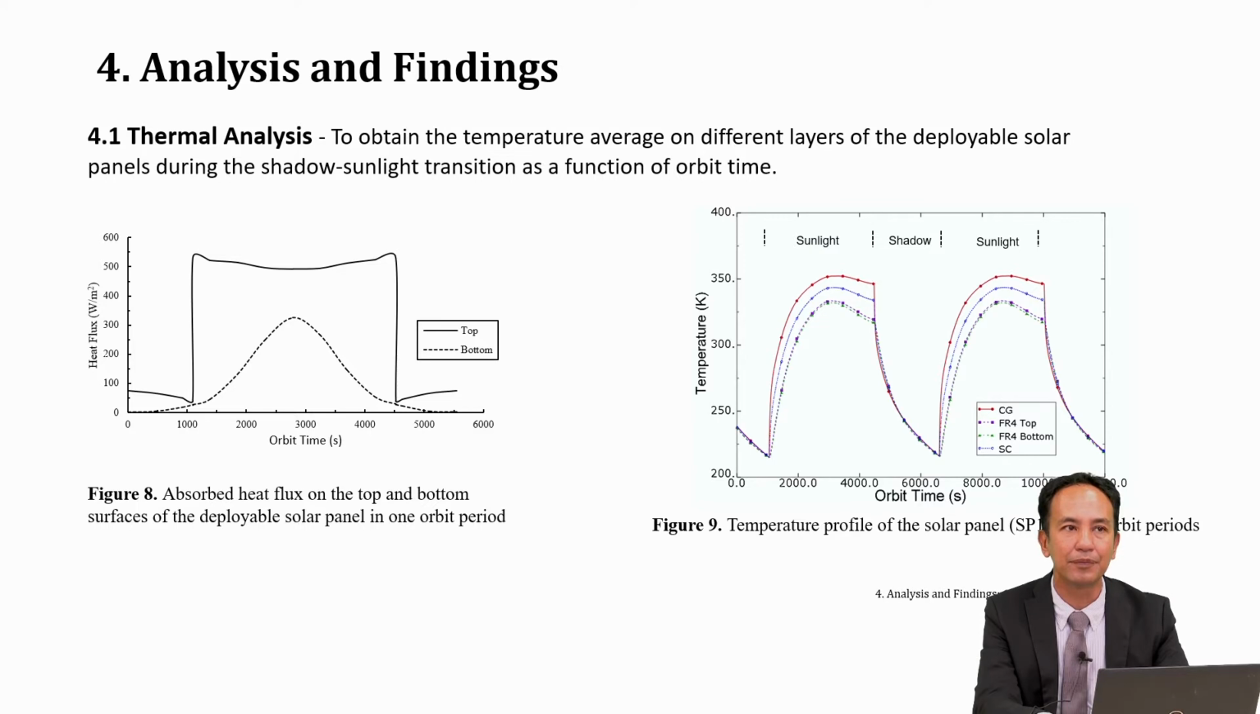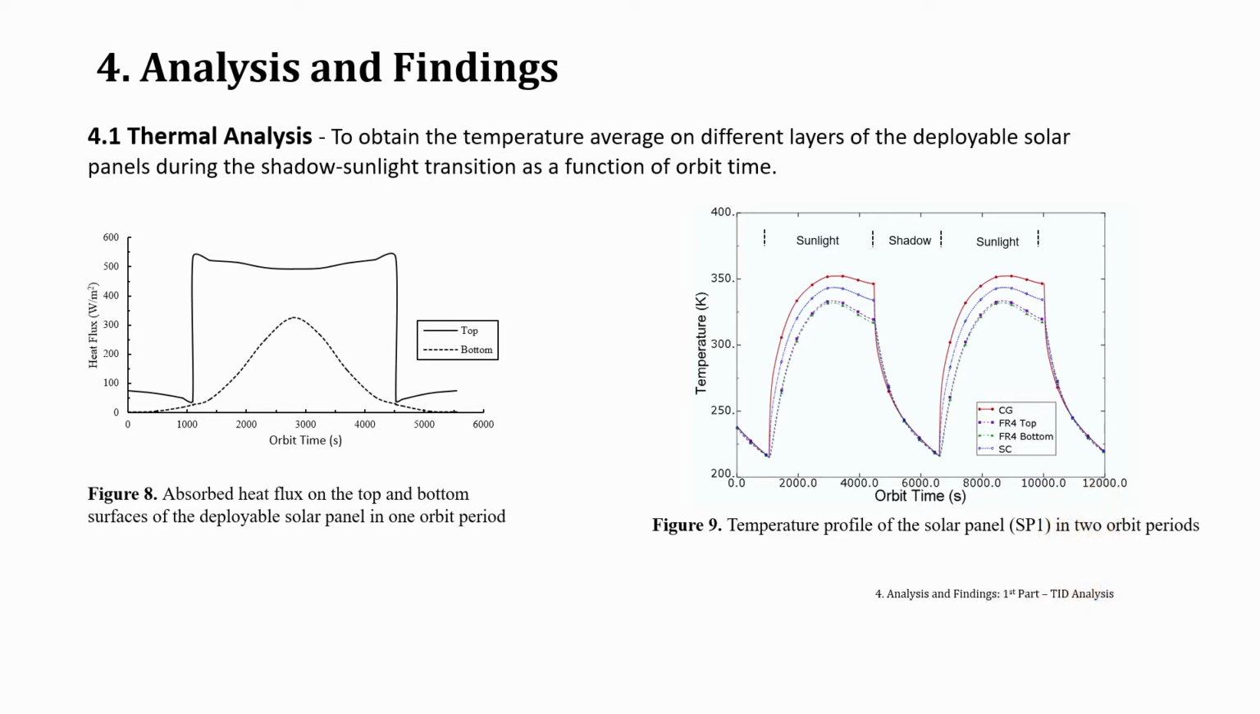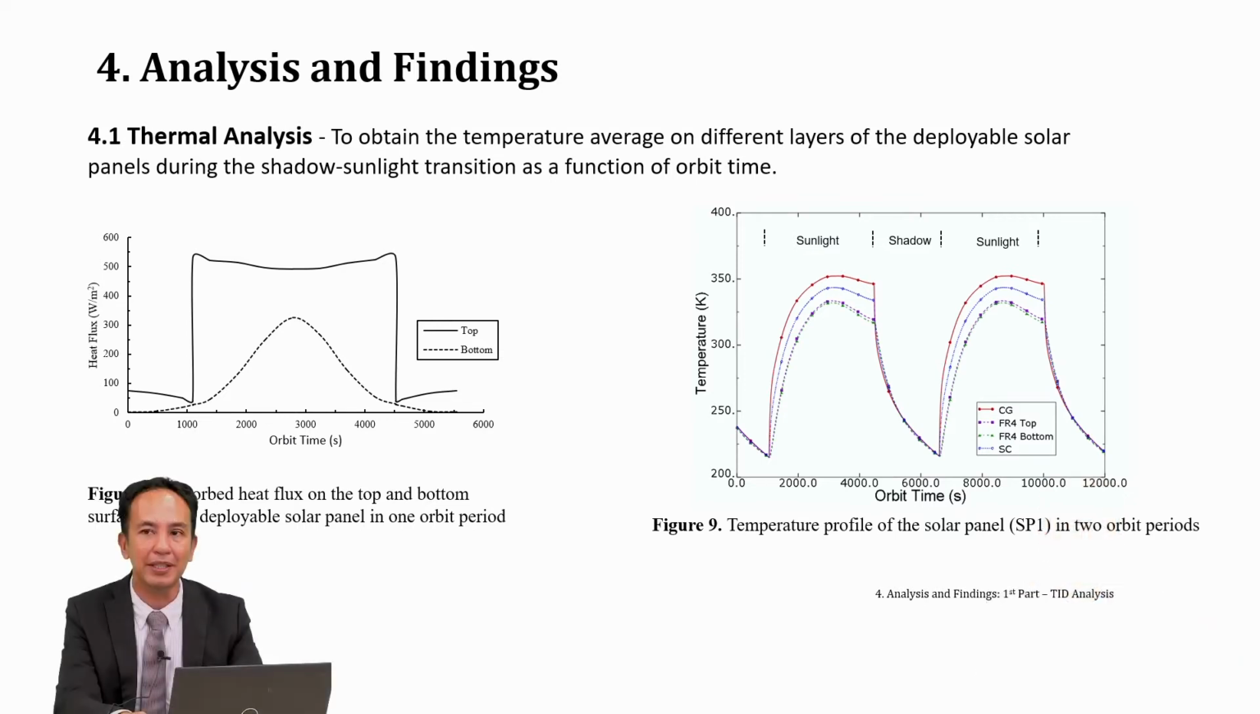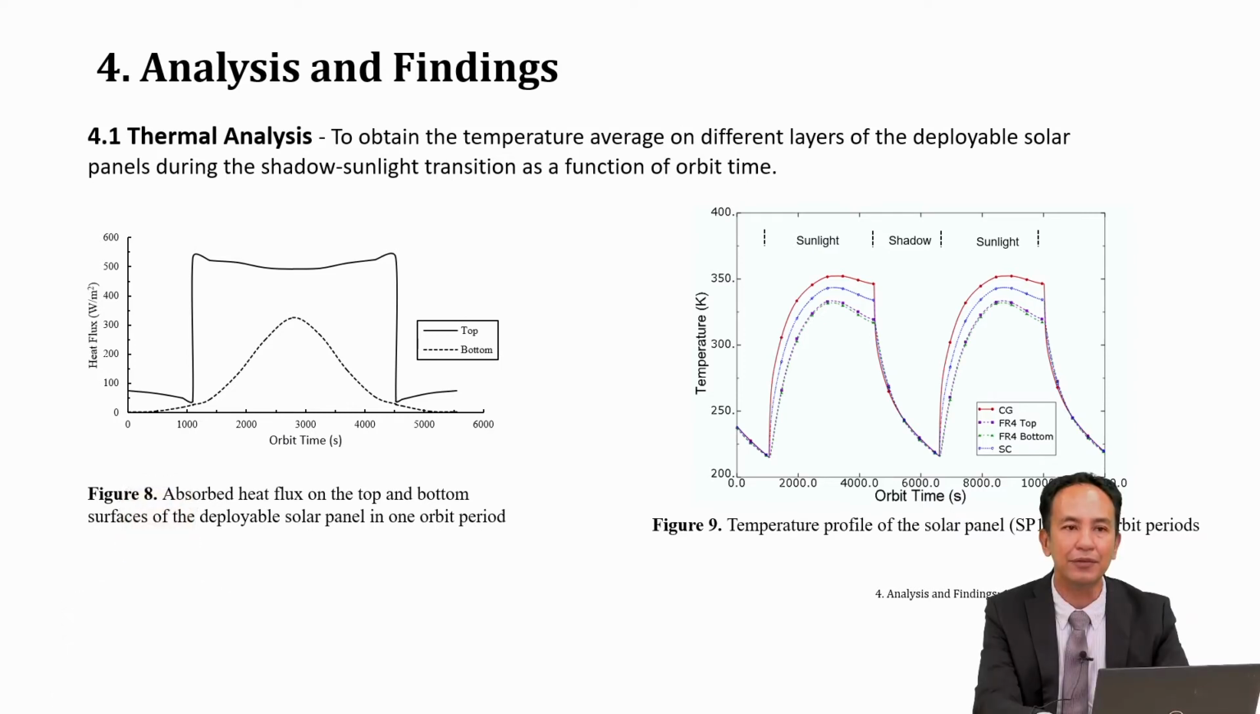In brief, from the thermal space environment settings in the orbit of interest, we can obtain the total external heat absorbed by the top and bottom surfaces of the deployable solar panels. Figure 8 shows the absorbed heat in one orbit period. From there, we can obtain the temperature of each layer of the solar panels, as shown in figure 9.